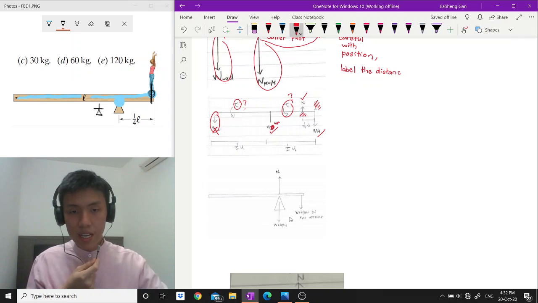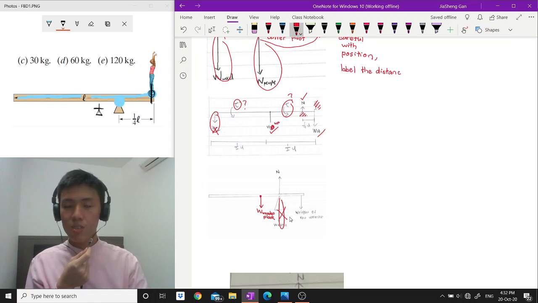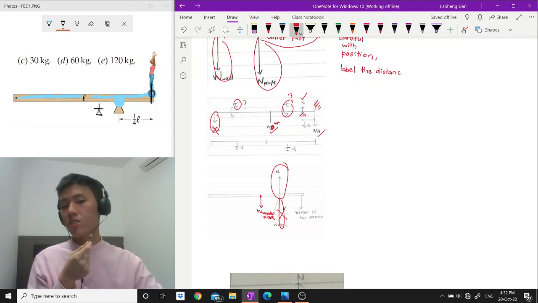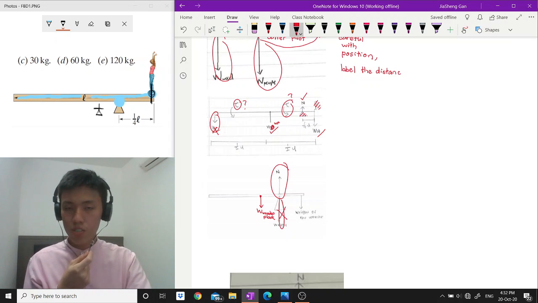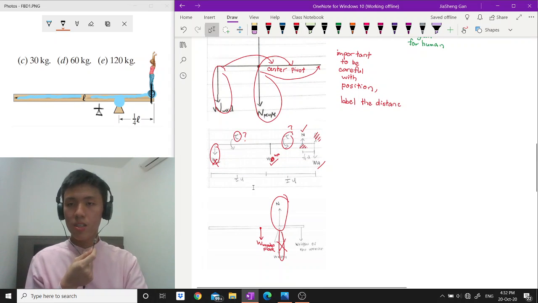last diagram. This one you forgot about the weight of the wooden plank itself. Or it's not that you forgot actually. You write it coming down from the pivot, but the pivot is off center. The weight should be coming out from the center, not from the pivot. Pivot is just a place where there is normal force. Nothing special about pivot. Weight comes out from the center of mass of the object. Okay, so I think I will stop here for free body diagram number 1. Thank you very much.